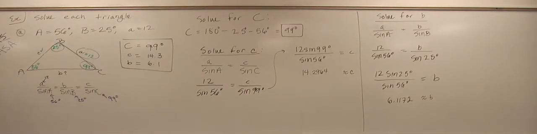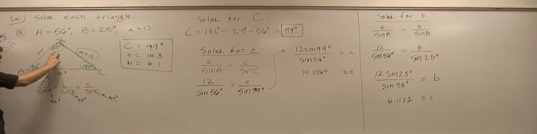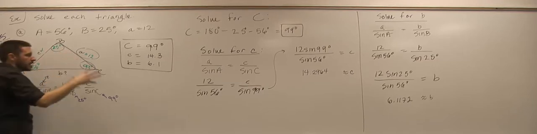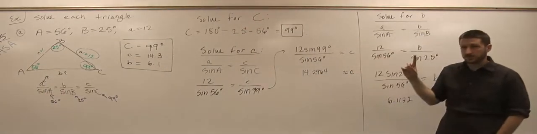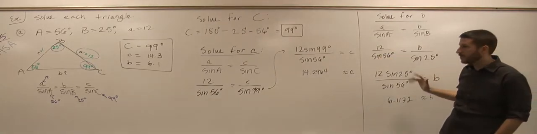Easy enough? So with law of sines, if you're ever given 2 angles, you can find the third instantly, right? That's just because it's a triangle. And then at that point, you apply your law of sines and you will only ever get 1 answer. There will only ever be 1 answer at every step. Okay?